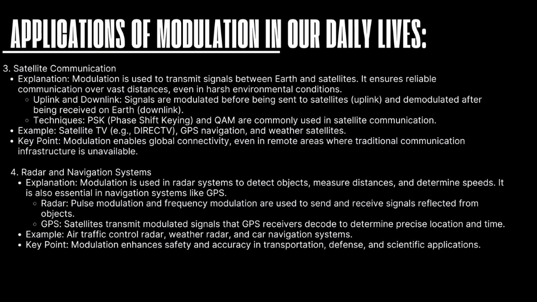Fourth is radar and navigation services. Modulation is used in radar systems to detect objects, measure distances, and determine speeds. It is also essential in navigation systems like GPS, where satellites transmit modulated signals that GPS receivers decode to determine the precise location and time. This technology is used in air traffic control, weather radar, and even car navigation systems.